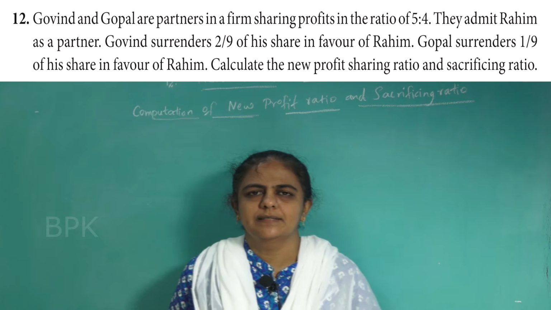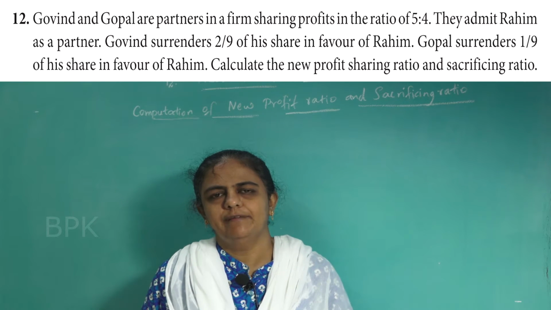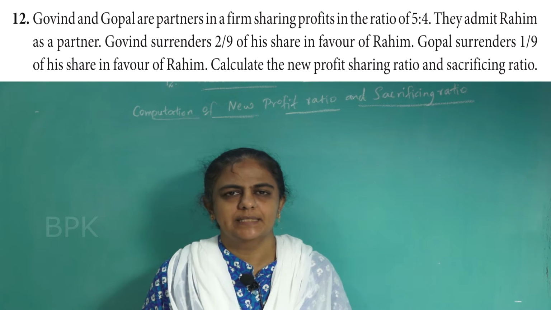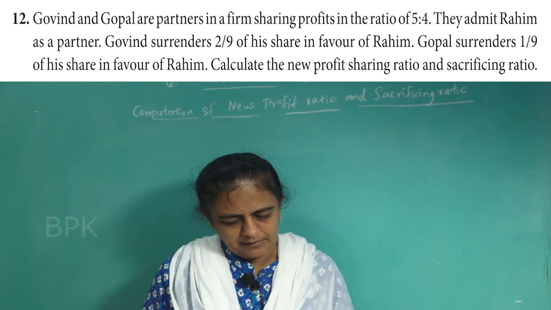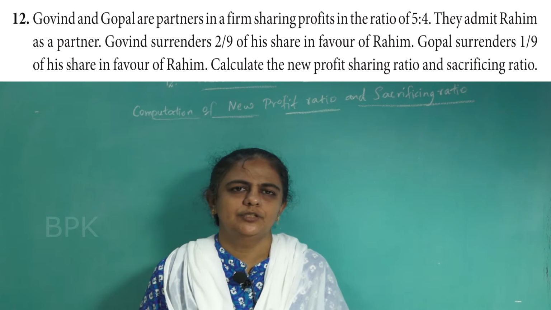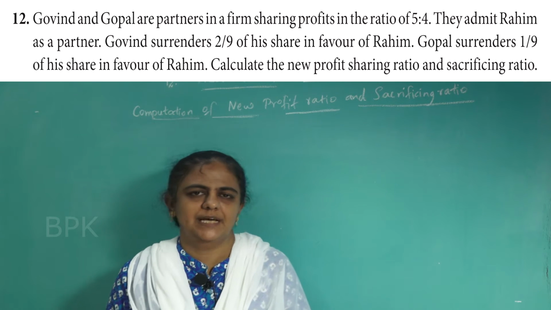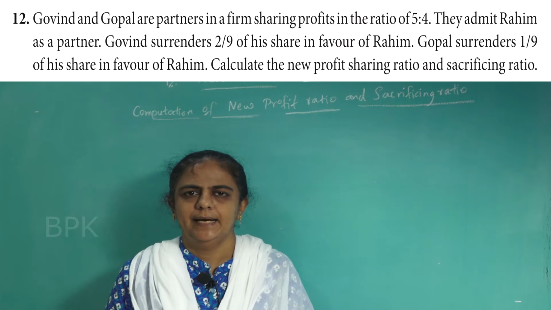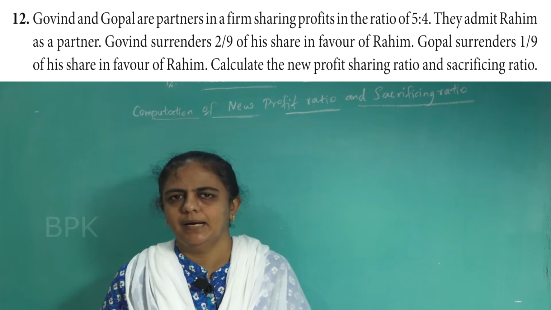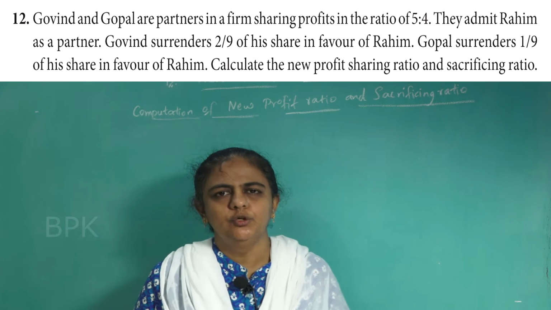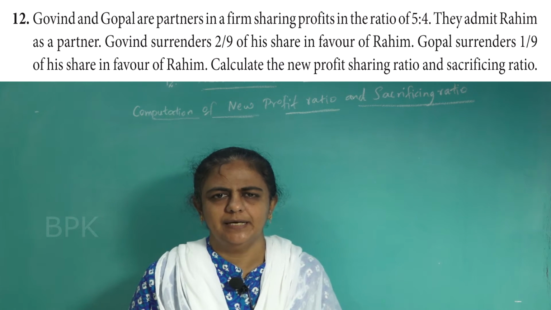So, here two partners are there, Govind and Gopal. What is the old ratio? Their old ratio is 5:4. How much is Govind sacrificing and how much is Gopal sacrificing? Govind is sacrificing 2/9 and Gopal is sacrificing 1/9 of his share. Whatever profit you are getting, in that he is sacrificing 2/9 and the second partner is sacrificing 1/9. Now, the new partner is Rahim. So, first we will calculate the new profit sharing ratio.